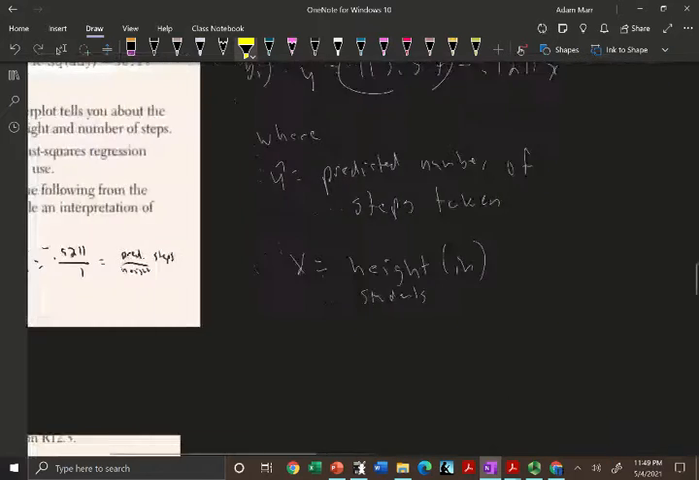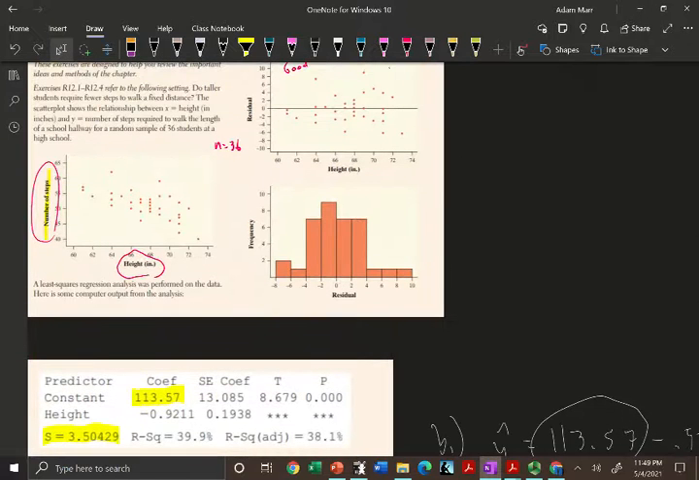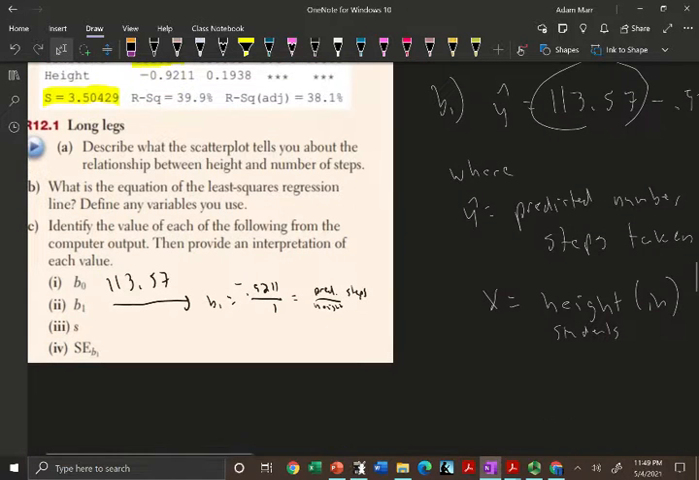All right, so what we were talking about right here, again, we're comparing the actual number of steps from the predicted number of steps, and that's what S is doing. Okay, so this is actual versus predicted.